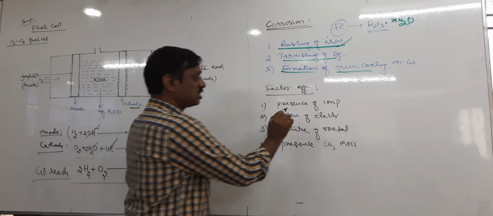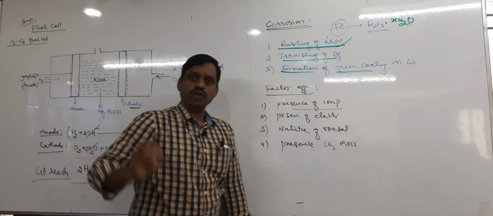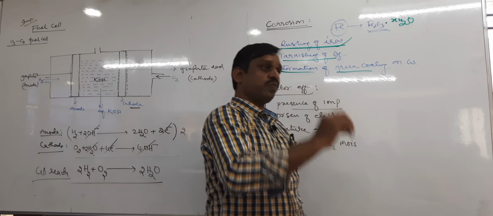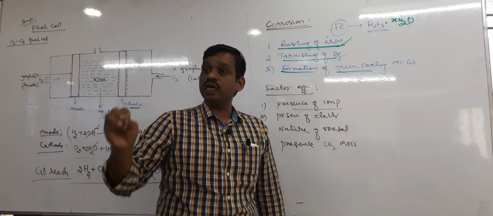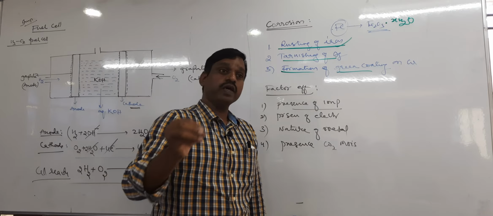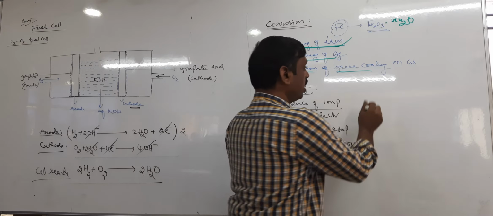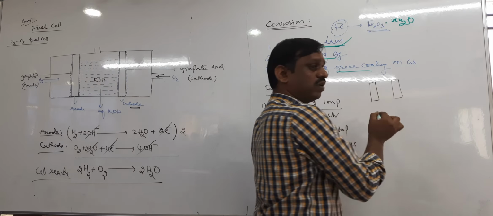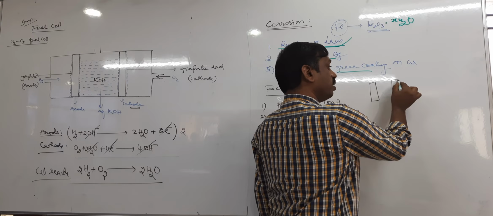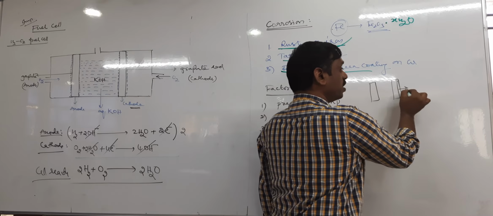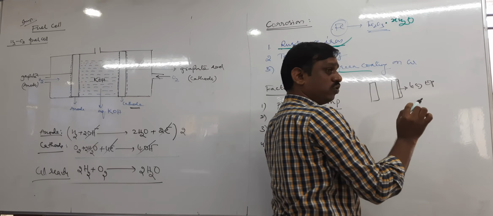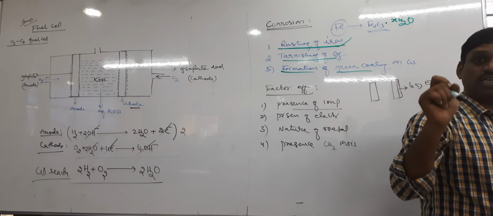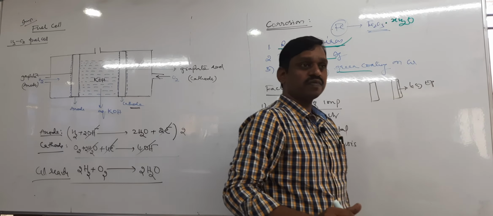Okay, first one is presence of impurities. Now tell me, if the metal contains impurity, that impurity must be less electropositive. If a metal contains less electropositive impurities, then it can be corroded easily. For example, take iron: pure iron, and one more, impure iron. But the impure iron has impurity, and that impurity must be less electropositive. That means metals containing less electropositive impurities can be corroded easily compared to pure metal.